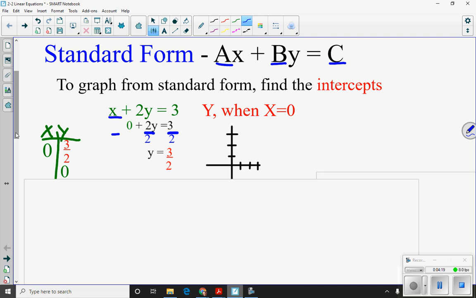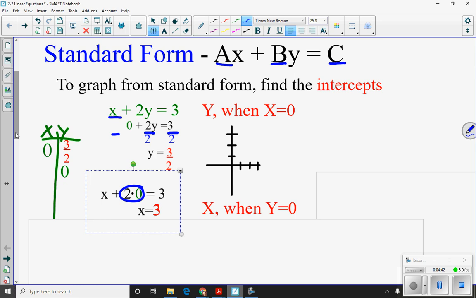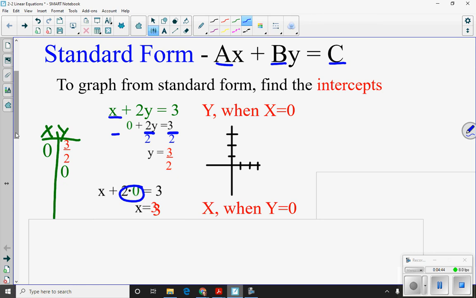Okay? Next, let's replace the y with 0 instead. So we're going to go x plus 2 times 0 equals 3. Now, the best part about 0 is anything times it makes 0. So this is really saying x plus 0 equals 3, or just x equals 3. So x was 3, and y is 0. That's going to give us a couple points right here. So now we have 2 points.